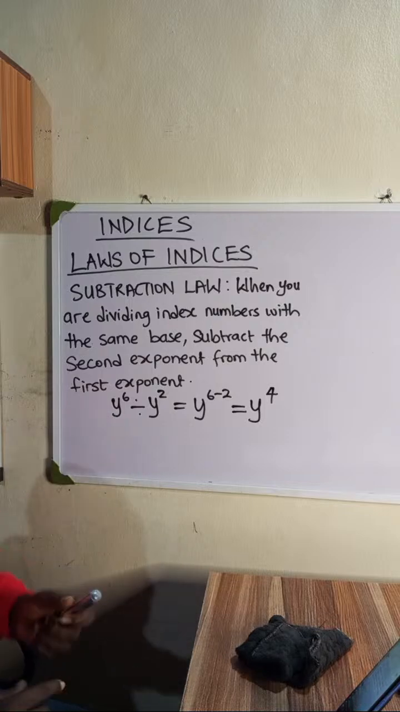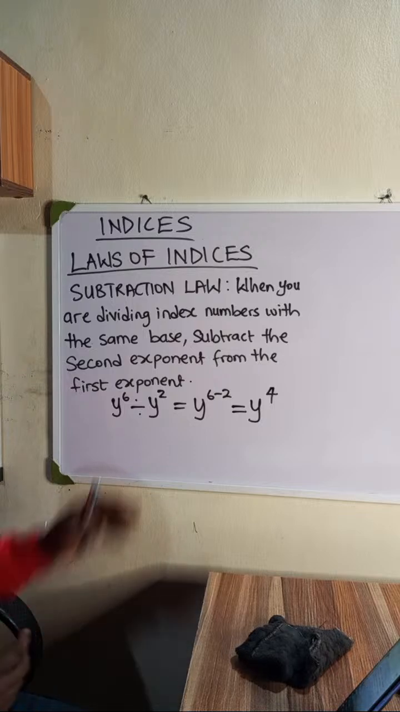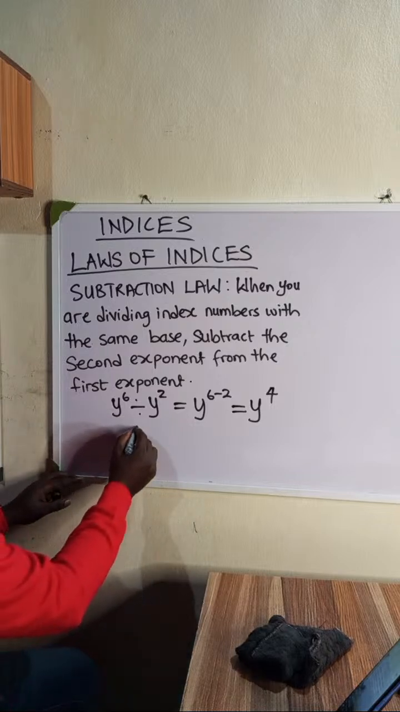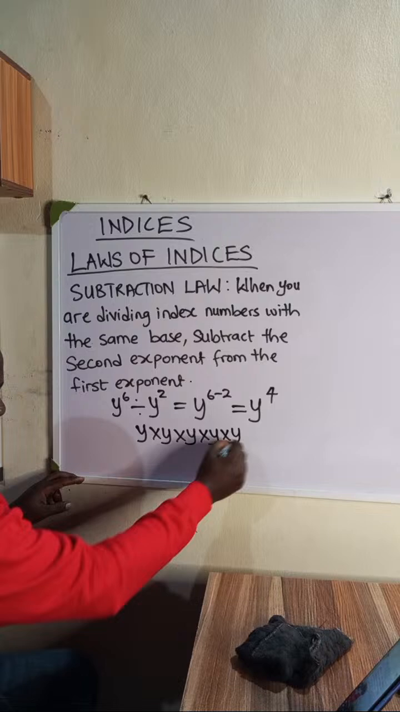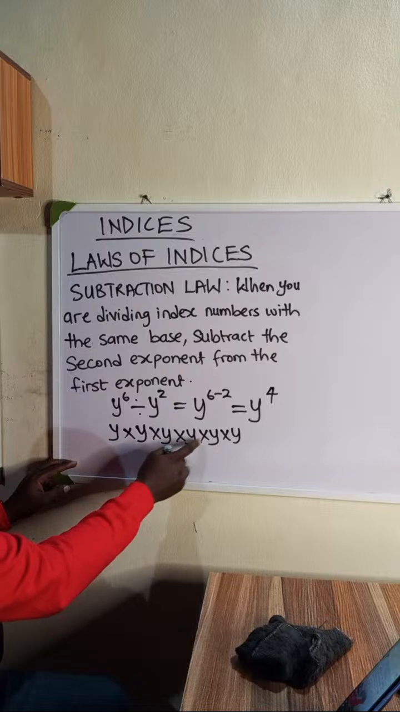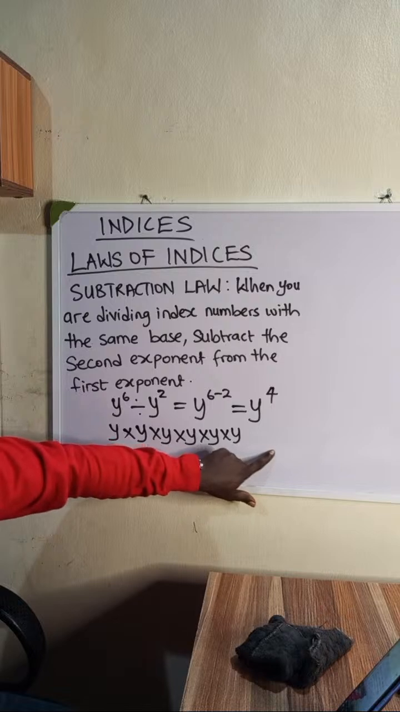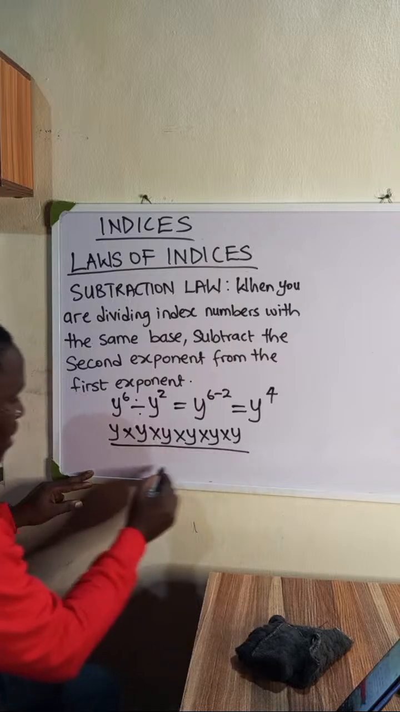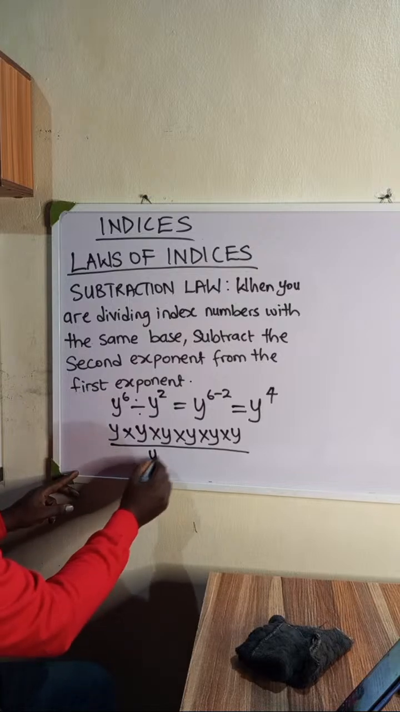Remember, y to the power of 6 is y times y times y times y times y times y. Y to the power of 6 means y is multiplying itself 6 times. So let's write that: 1, 2, 3, 4, 5, 6. Divided by y to the power of 2, which is y times y.